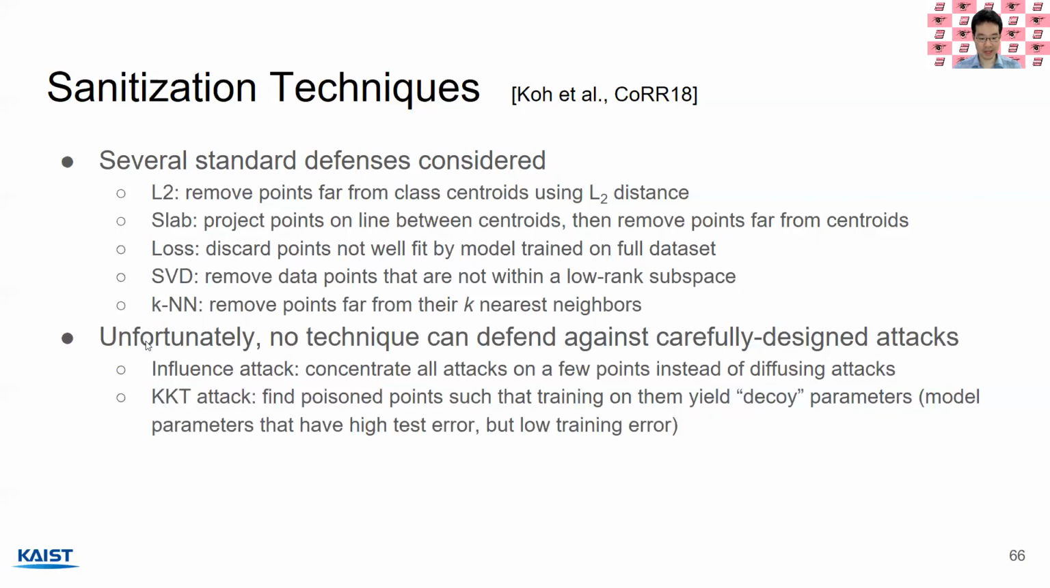Unfortunately, the conclusion is that no technique can adequately defend against carefully designed attacks. Here are some attacks that break all of these defenses. The influence attack concentrates all attacks on a few points instead of diffusing attacks. The KKT attack finds poison points such that training on them yields decoy parameters, which are parameters that have a high test error but low training error. So they cannot be detected by the defenses.